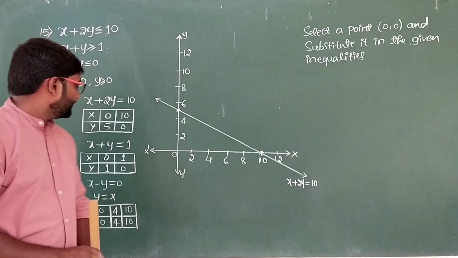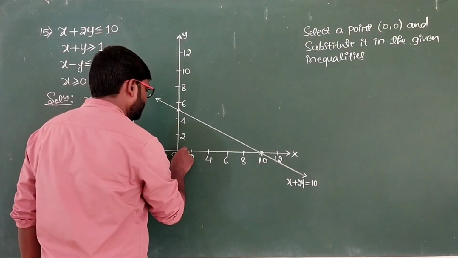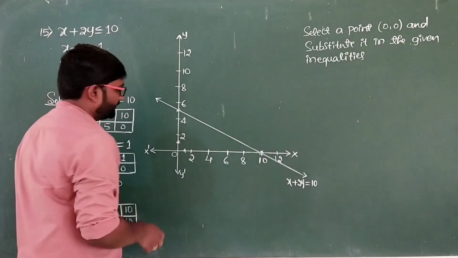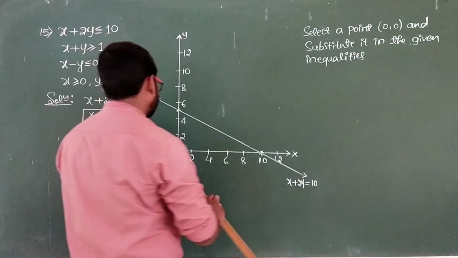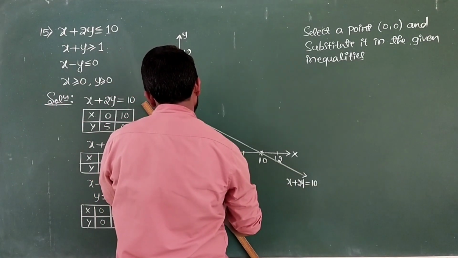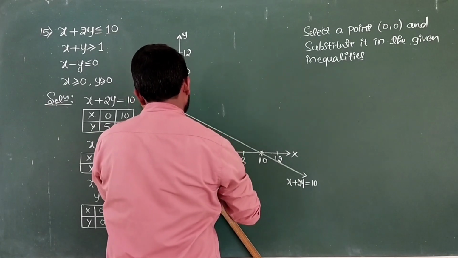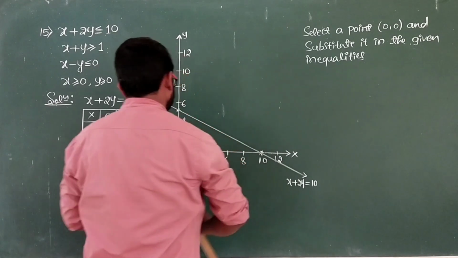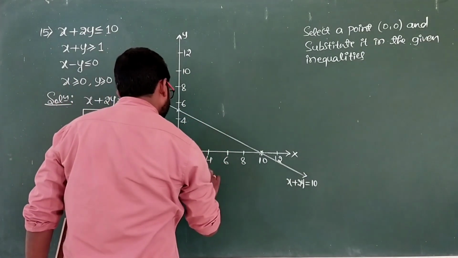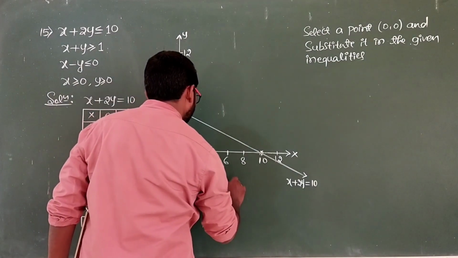Now take the second table. It is 0, 1 and 1, 0. So here it is 0, 1 and 1, 0. So we have to join these 2 points. Put the arrow mark and write the equation here: x plus y equals 1.